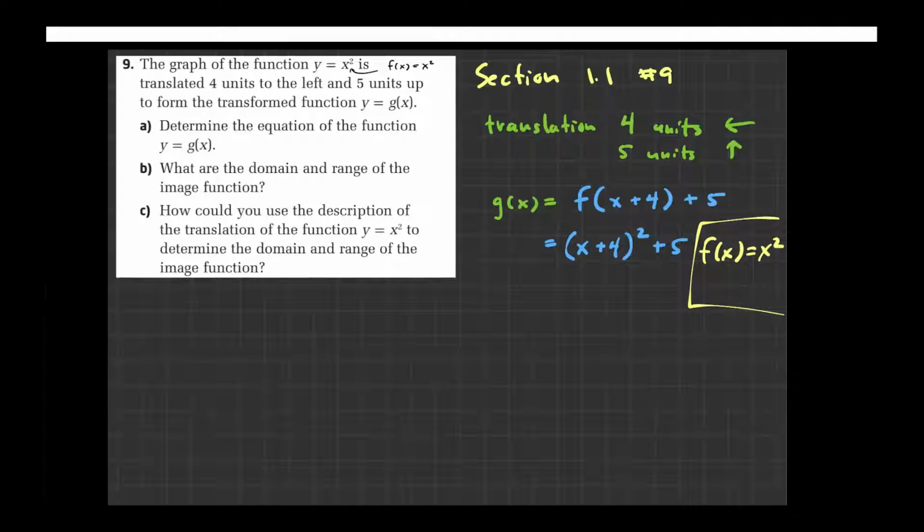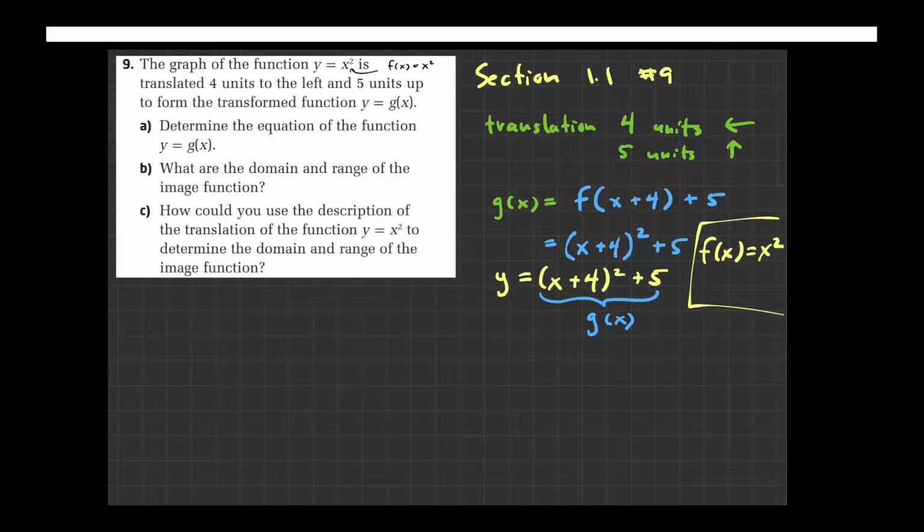So I might even want to, if I really wanted to, I could say that the equation is going to be y is equal to (x plus 4) squared plus 5. So there's my equation, because this part right here is g of x.